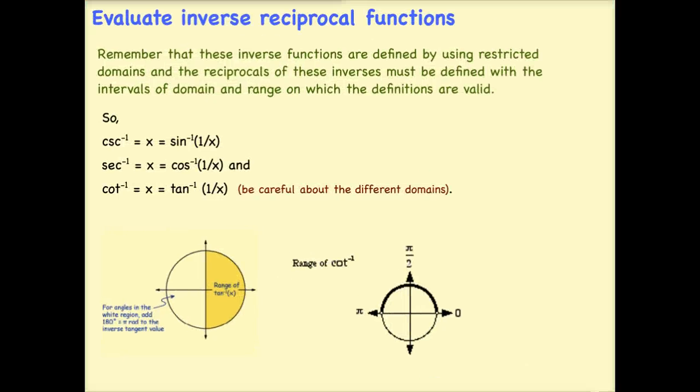So to sum it up, remember these relationships. We can take and turn cosecant into sine by just taking the reciprocal of our x value. We can do that with cosine and tangent. Also remember that tangent has a domain restriction between negative pi over 2 and positive pi over 2, and cotangent goes between 0 and pi.